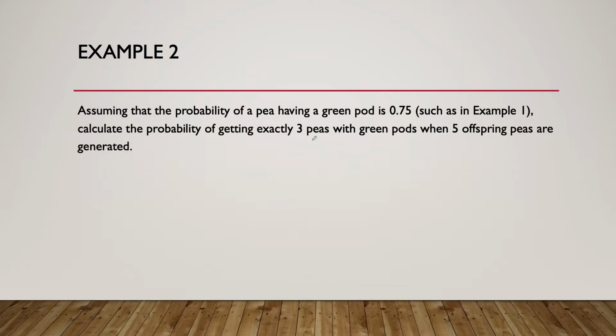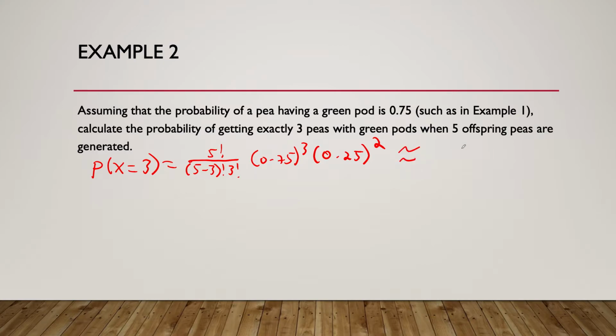So for example number 2 here, assuming that the probability of a pea having a green pod is 0.75, as in example 1, calculate the probability of getting exactly 3 peas with green pods when 5 offspring peas are generated. So writing out that formula, this will be probability of getting 3 successes. This will be 5 factorial divided by 5 minus 3 factorial times 3 factorial times 0.75 to the third power times 0.25 to the second power. And if we toss this into a calculator, use SAS or whatnot, we will get a value of 0.264.